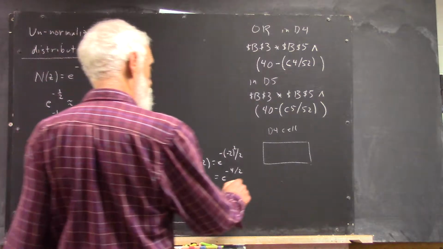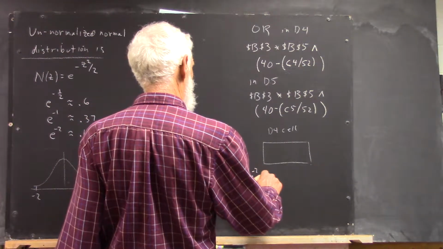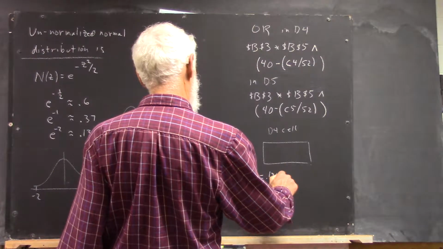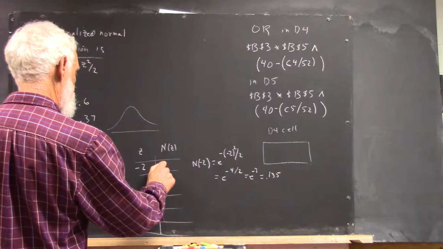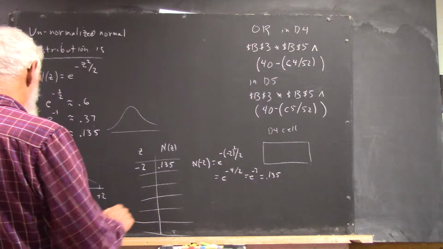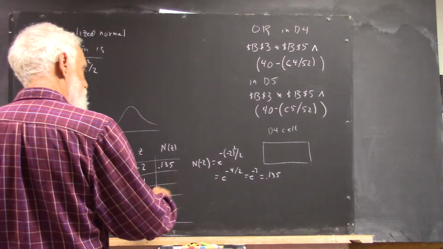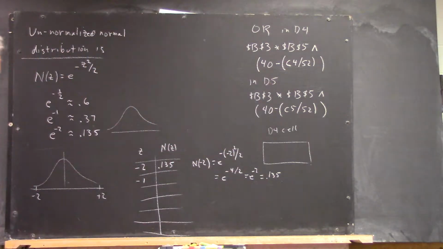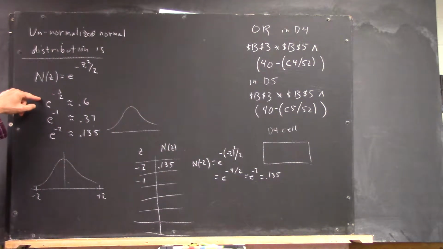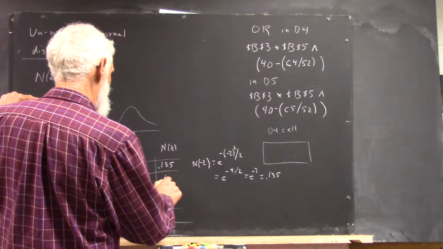So then this gives you e to the negative 2, which I told you is about 0.135. Okay? Now if you do negative 1, well, that's squaring the negative 1 is going to give you 1, negative of that. You're going to get e to the negative 1/2, right? So that's going to be 0.6.